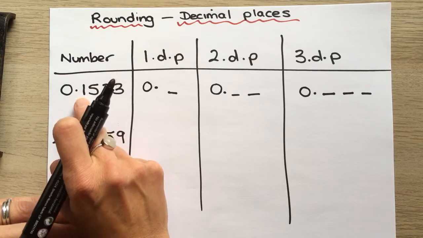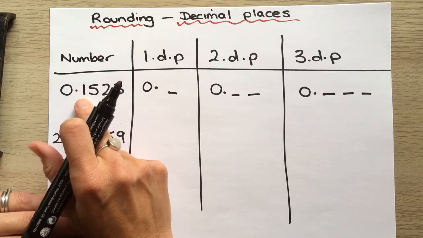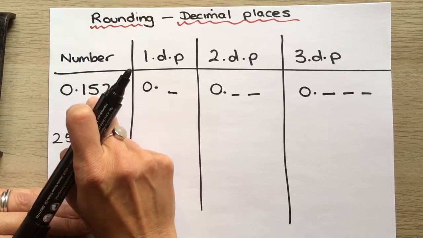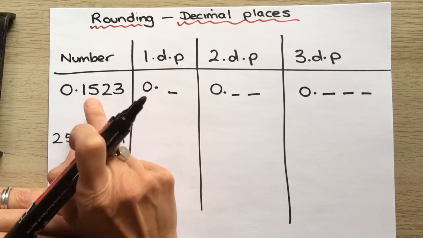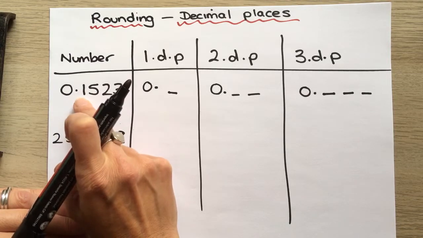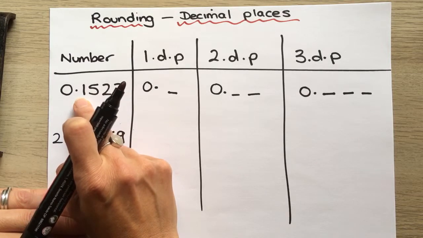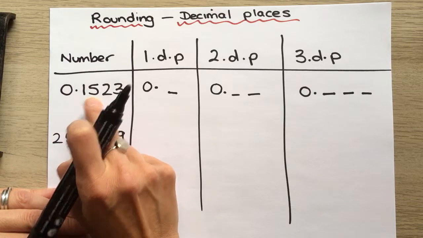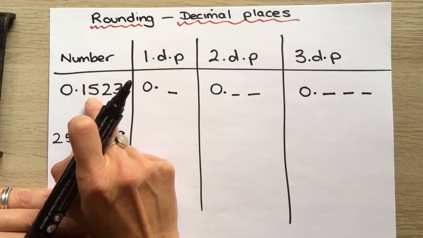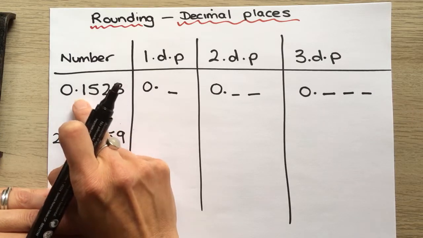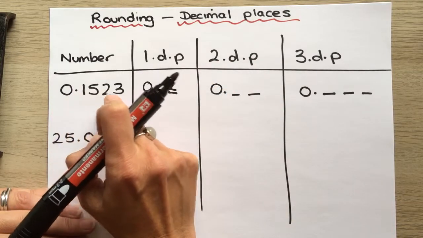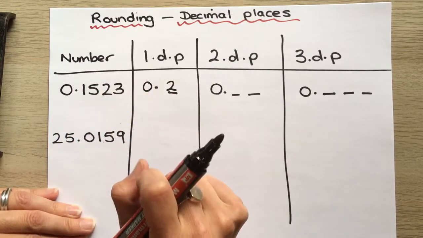Okay, so going back to 1 decimal place, I need it to be 0 point something. Now we look at the first decimal, and that is a 1. So we need to decide if that's going to be 0.1 or 0.2, and we decide that by looking at the number to its right. If that number is 5 or more, this rounds up to the next number, so a 2. And if it's 4 or less, it stays as a 1. Now the number next to the 1 is a 5, so therefore this number rounds to a 2. So 0.1523 rounds to 0.2.